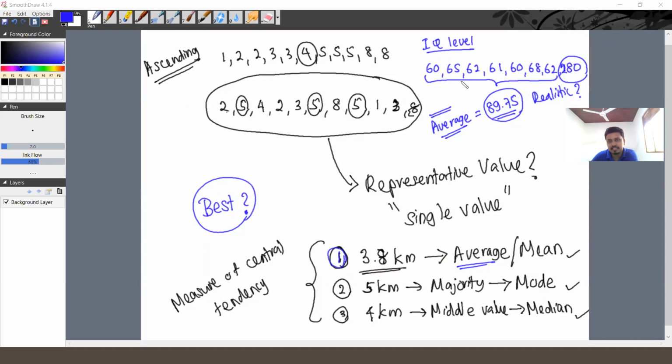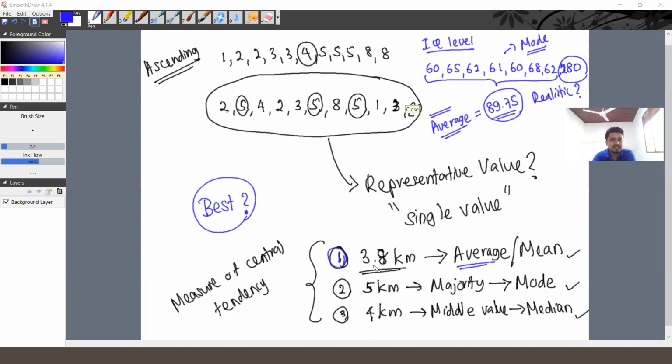I will take this data set: 60, 65, 62, 61, 60, 68, 62, 280. Tell me what is the mode value here?